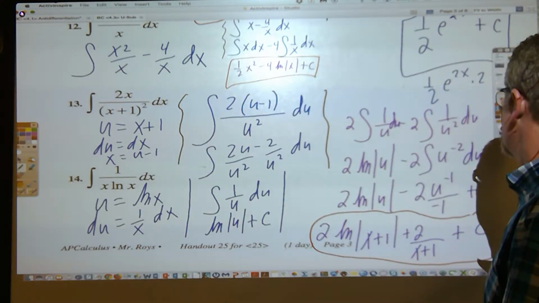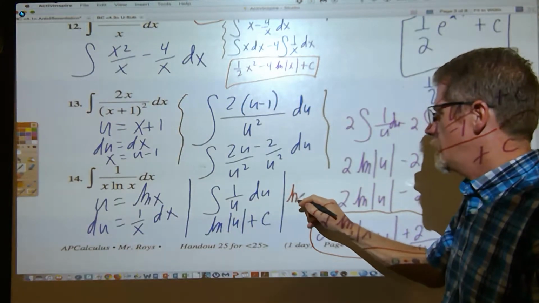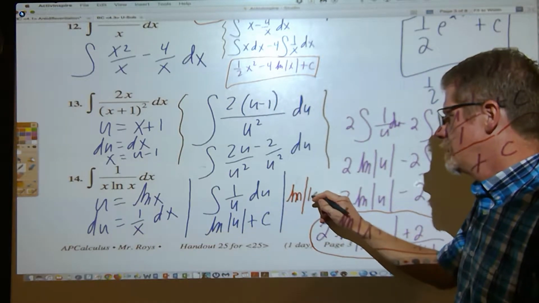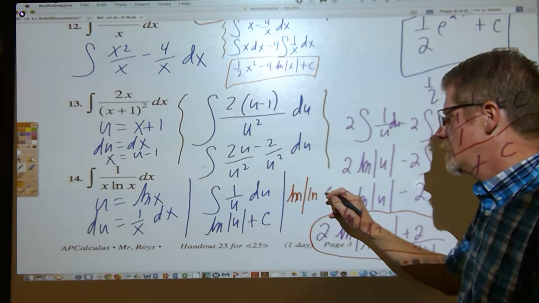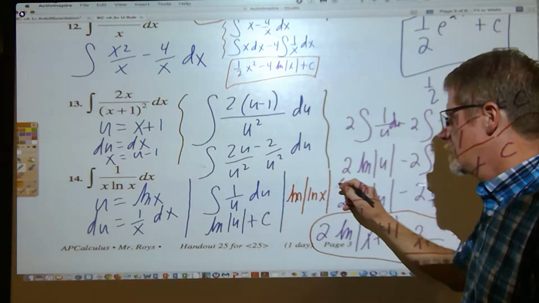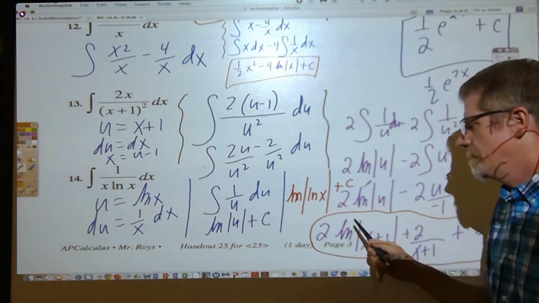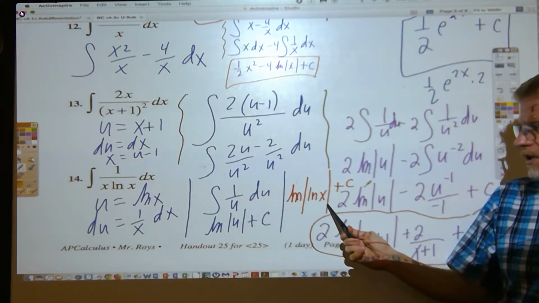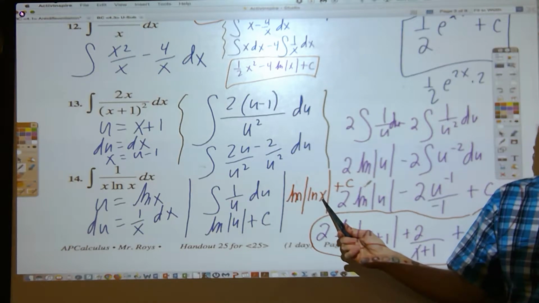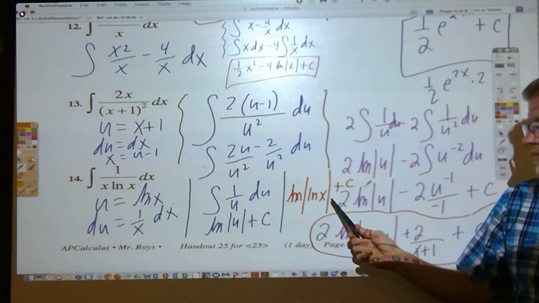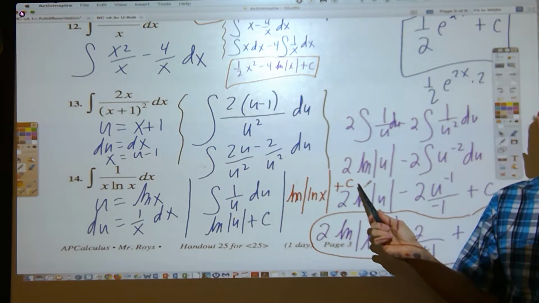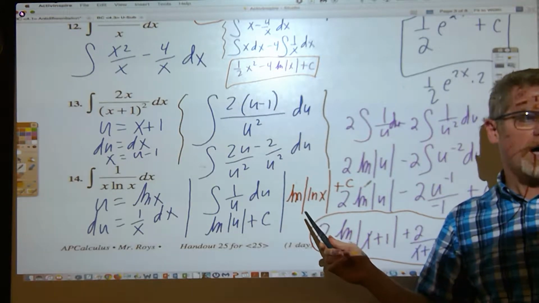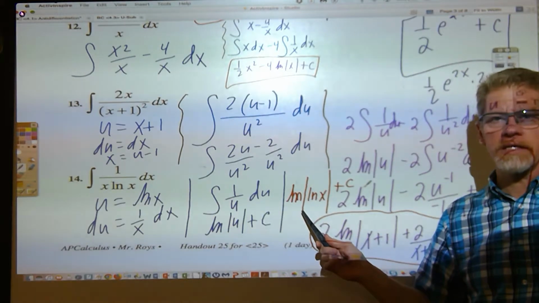Did you get the natural log of the absolute value of the natural log of x plus c? Natural log of the absolute value of the natural log of x. This x does not have an absolute value around it directly. Raise your hand if that's what you came up with. Widespread, every group has at least one.